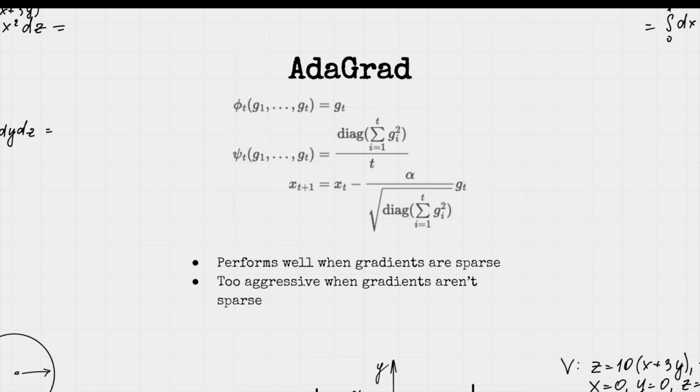Adagrad modifies the optimization framework to adapt the learning rate based on past gradients. Here phi t equals g t, but the psi t adjusts based on the cumulative sum of the squared gradients, represented as the diagonal elements of the g squared over time step t. The update step then becomes x t plus 1 equals x t minus alpha over the square root of all the diagonal elements of the gradient squared. Adagrad performs well when gradients are sparse, but it can be too aggressive when gradients are dense and non-sparse.